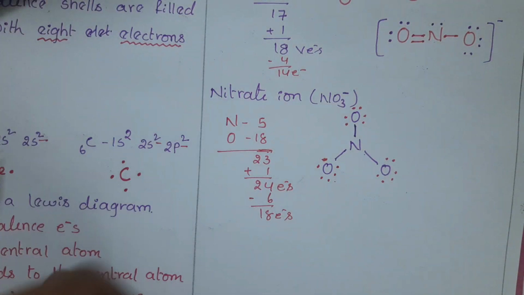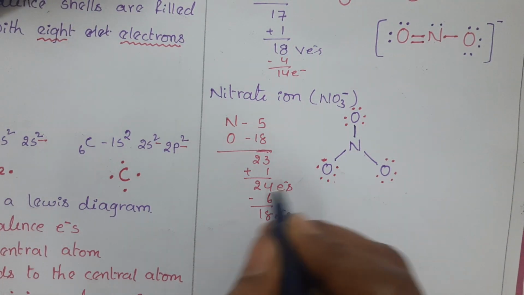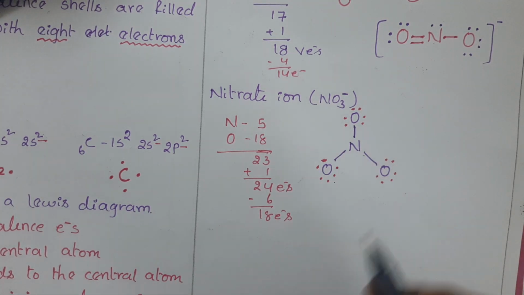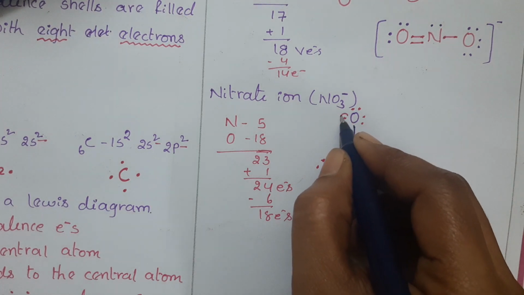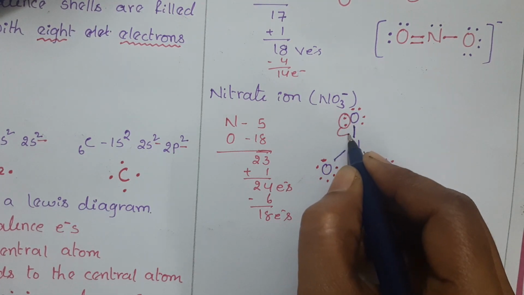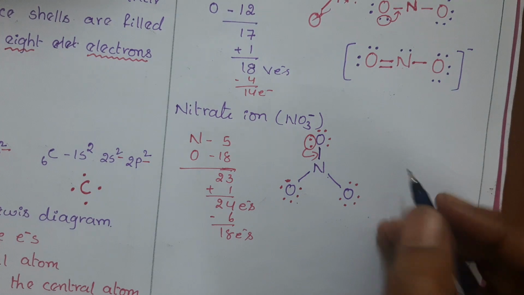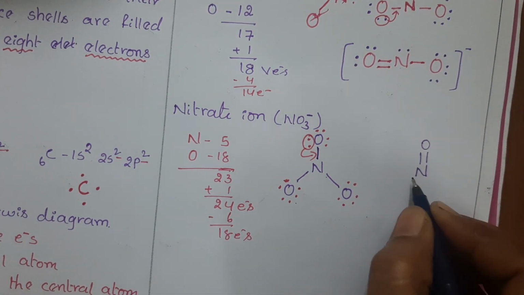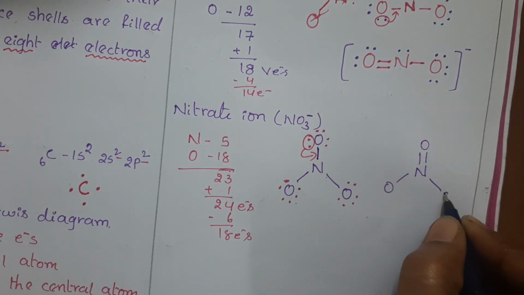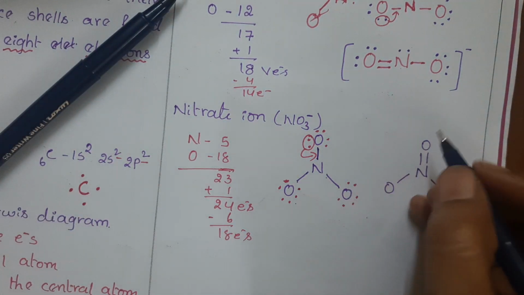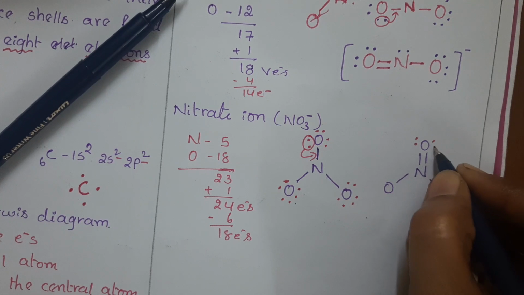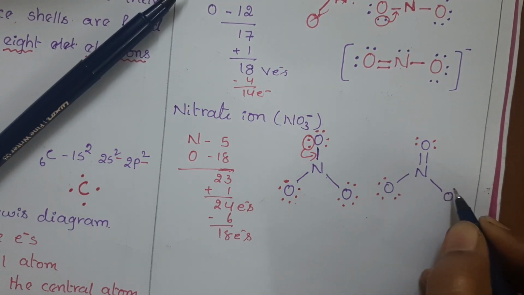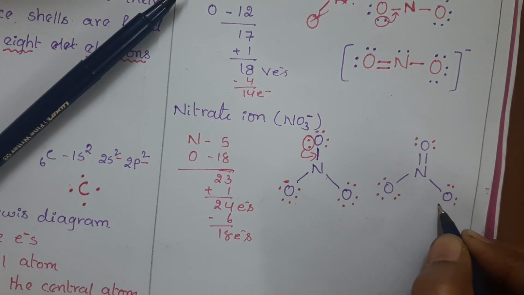So now we have to convert any one of the lone pairs into a double bond between the oxygen and nitrogen to give an octet to every atom. Now I am converting this lone pair of electrons into a double bond. So now draw the structure: nitrogen, double bond oxygen, single bond oxygen and also single bond oxygen. Here this oxygen atom contains 2 lone pairs and this oxygen atom contains 3 lone pairs and it also contains 3 lone pairs.